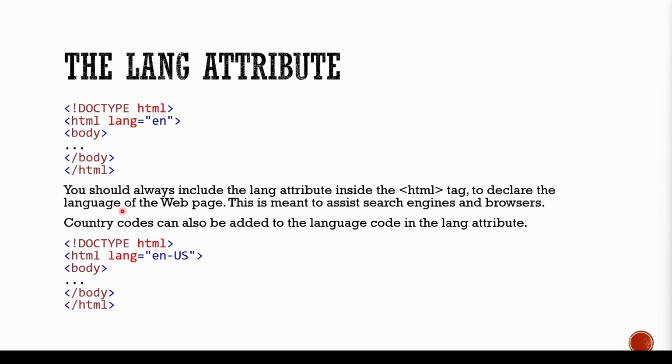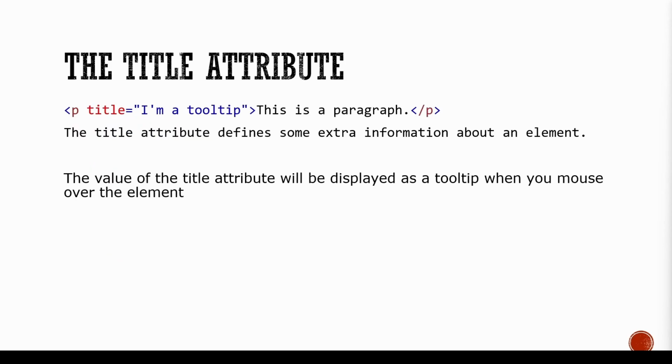Then we have the lang attribute that you have already seen in the previous video. You should always include the lang attribute inside the HTML tag to declare the language of the web page. This is meant to assist search engines and browsers. Country codes can also be used. You can use the lang attribute like this.